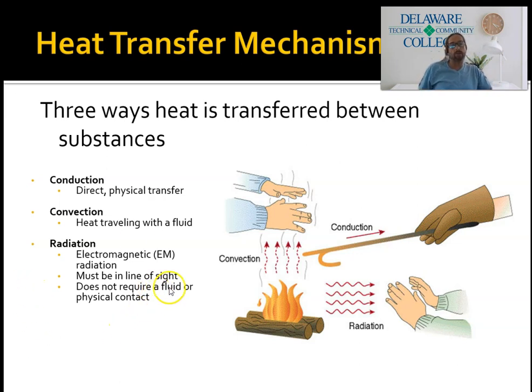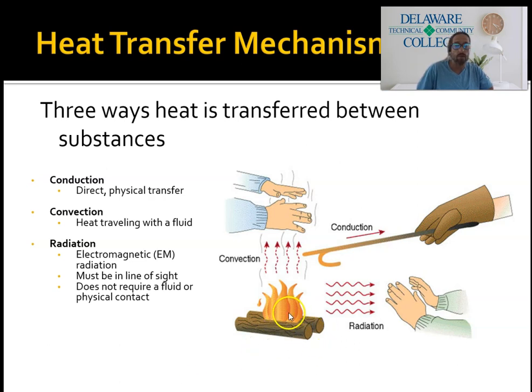And then finally, we have radiant energy transfer, which we've talked about a number of times. Again, everything around you is radiating energy, and it's radiating in all directions. When that radiant energy hits an object, it's going to absorb, or some of it's going to absorb, and it's going to warm it up.